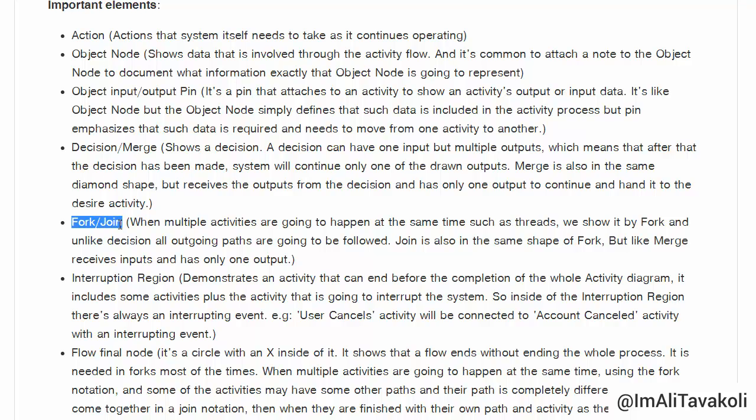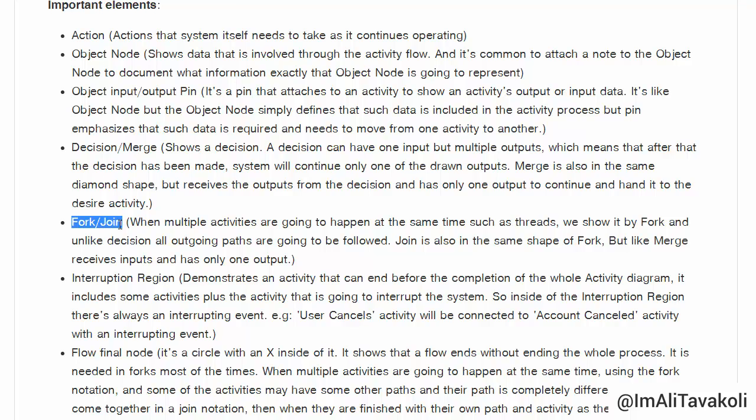Fork and join, like decision and merge, both look the same. They are some thick lines, horizontal or vertical. We will take a look at them in our activity diagram example later, so no worries. So what are they? They are used when multiple activities are going to happen at the same time, such as threads, and we show it by fork.